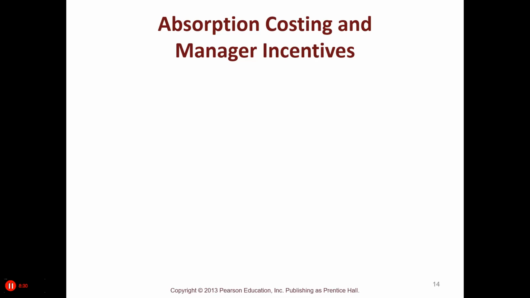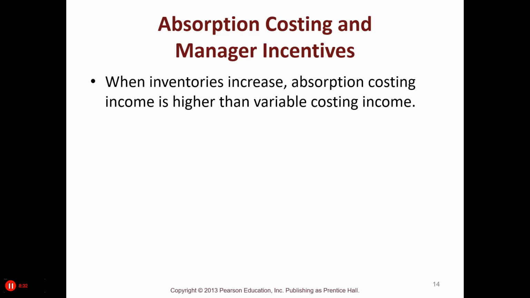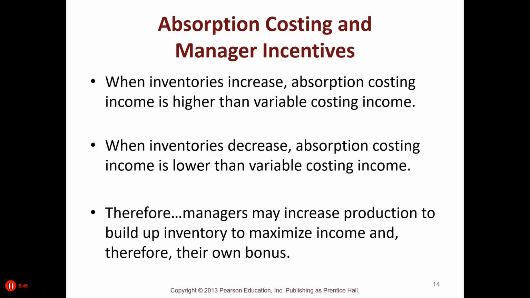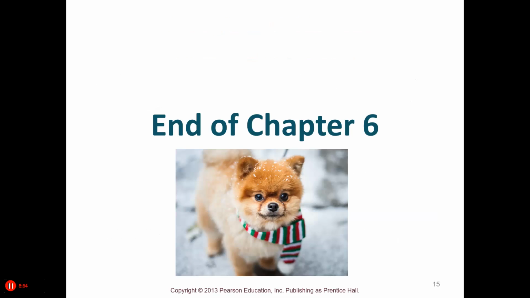Now, absorption costing and manager incentives. When inventories increase, absorption costing income is higher than variable income. When inventories decrease, absorption costing income is lower than variable income. Therefore, managers may increase production to build up inventory to maximize income and therefore their own bonuses. That ends part 2 of chapter 6.